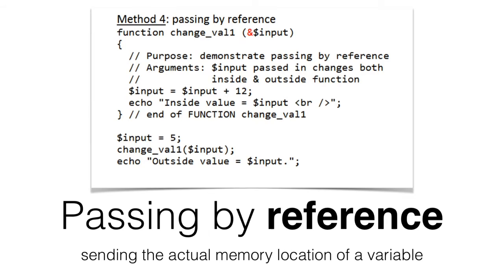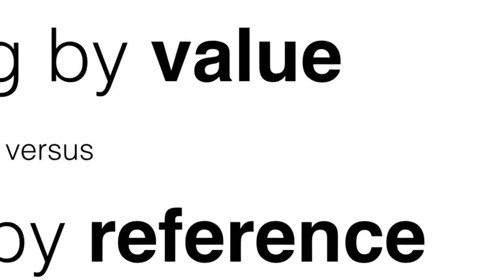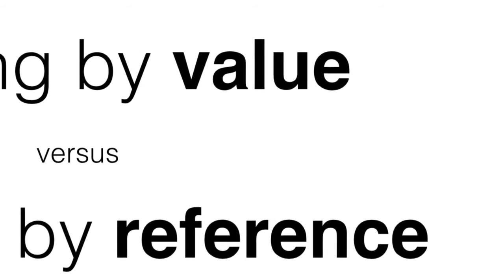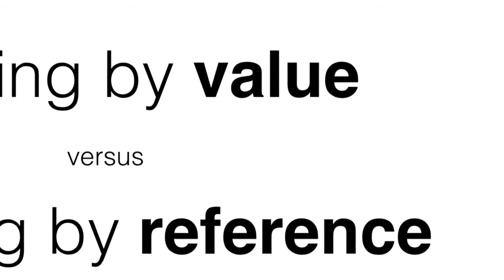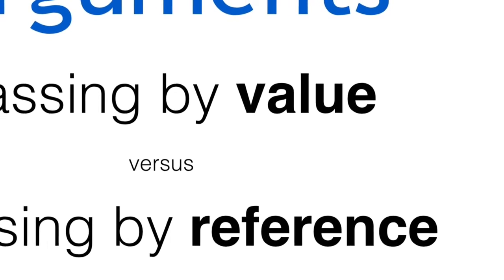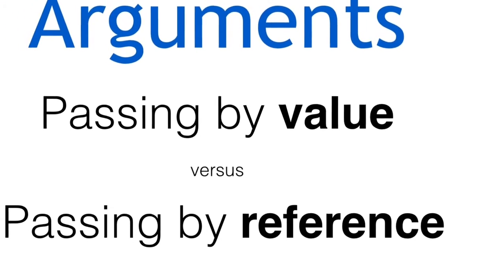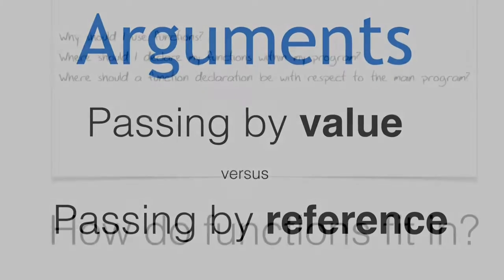At this point, please pause the video and, using the board notes, work out what the output would be for all of the echo statements in the two examples, method 3 and method 4, for passing by value and passing by reference. When you're done, then you can start the video back up.